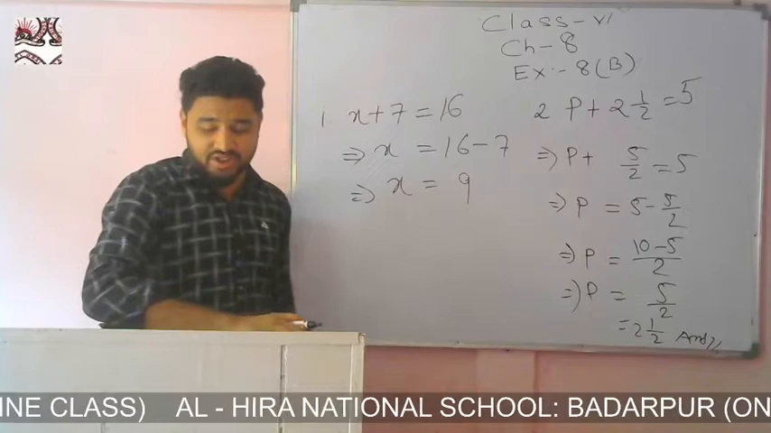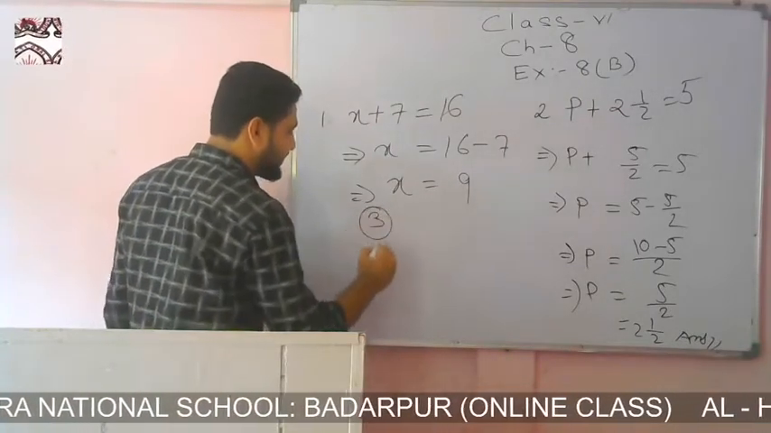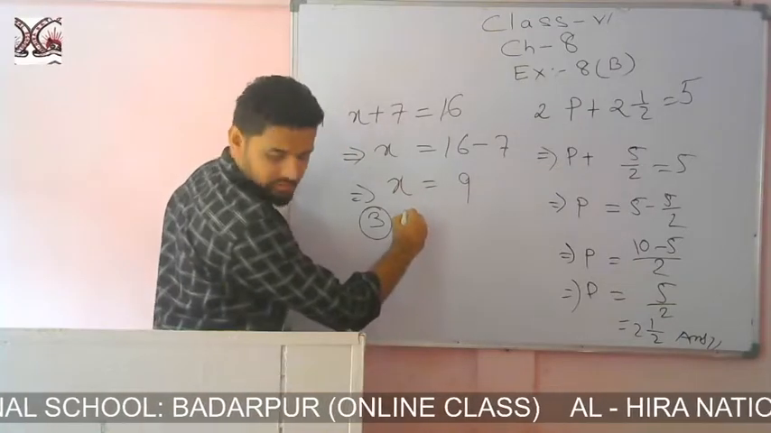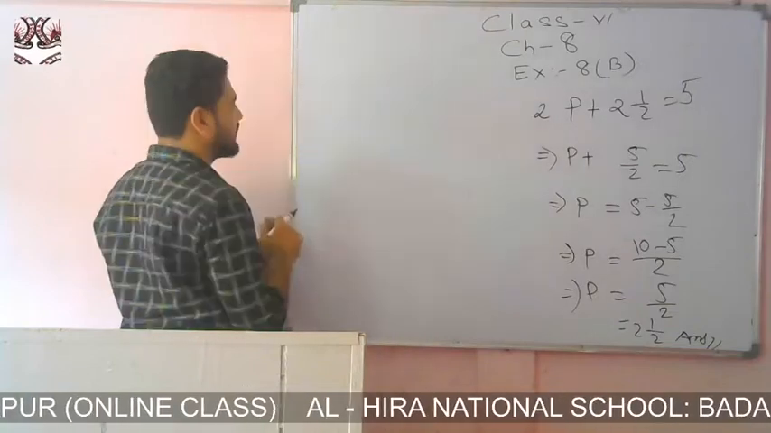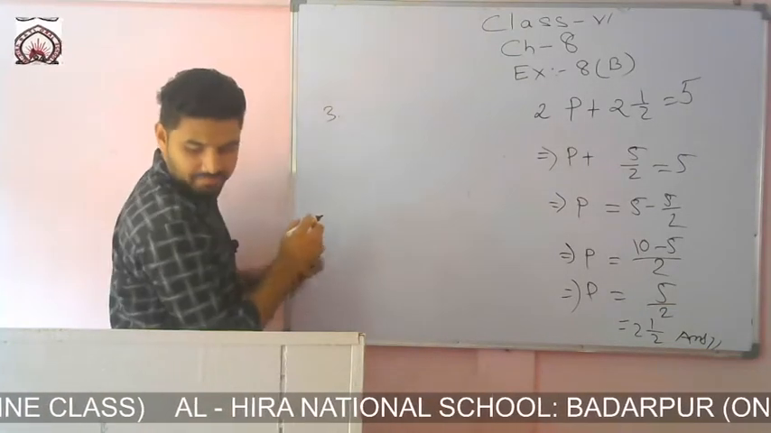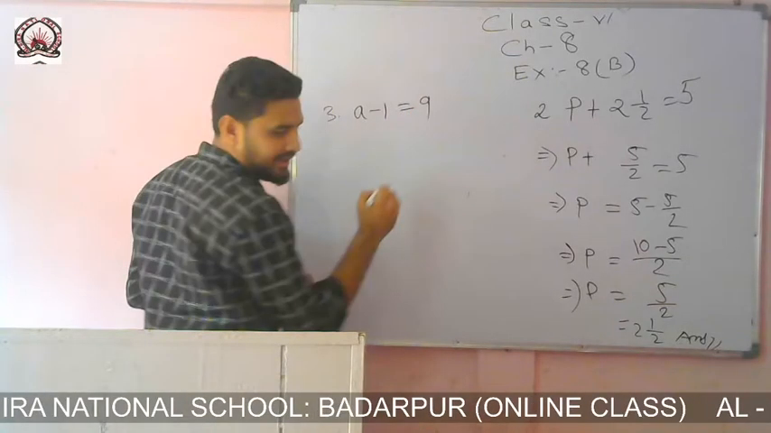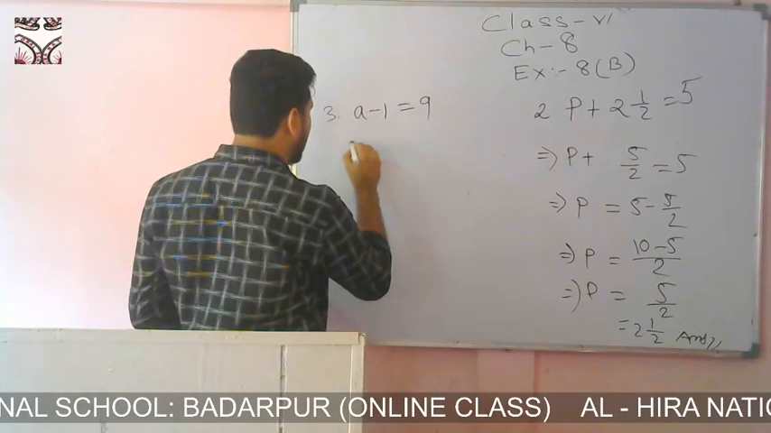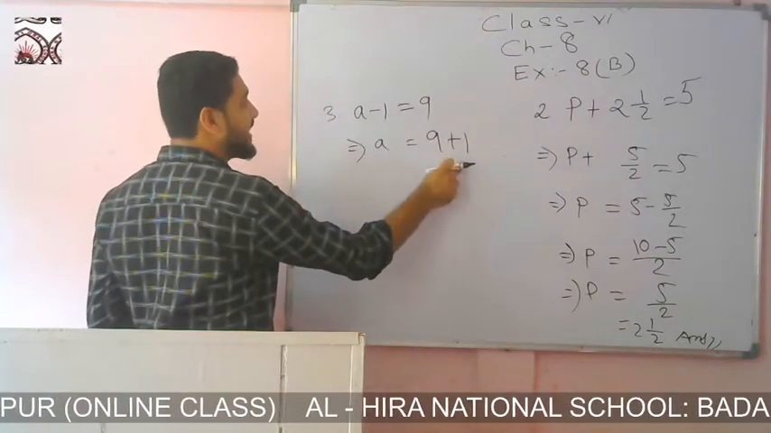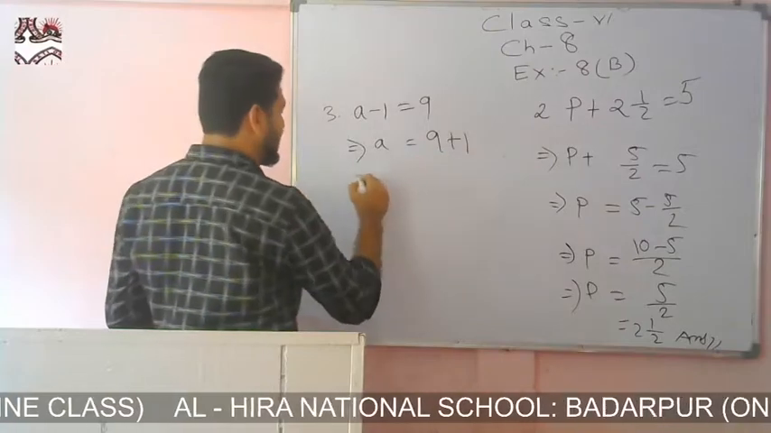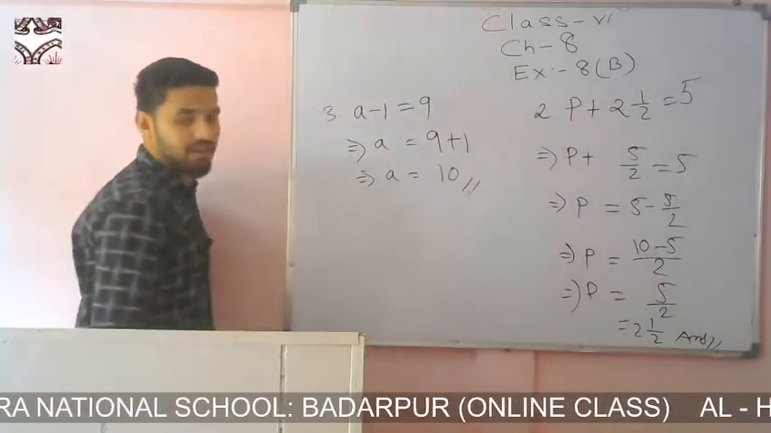Now come to question number 3, A minus 1 equals 9. That means you have to find A. Then I can find A equals 9 plus 1. If I shift minus 1 to the right side, then it will become plus 1. Then I can write A equals 9 plus 1, which means 10. That is the answer.